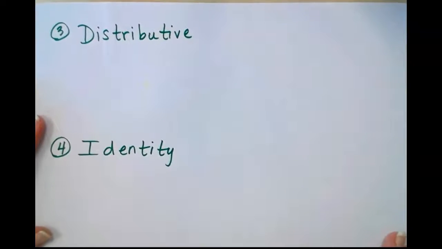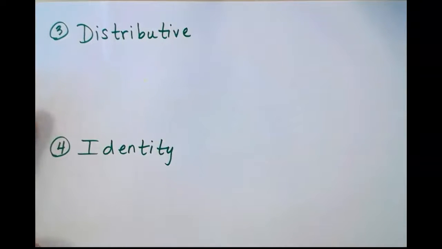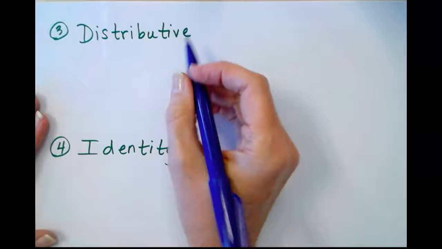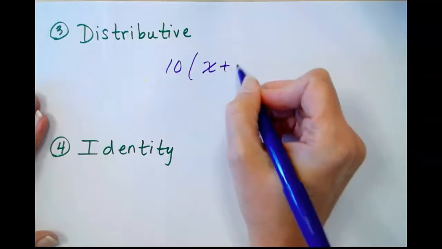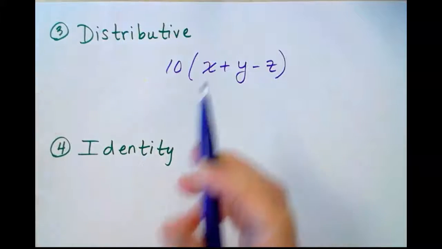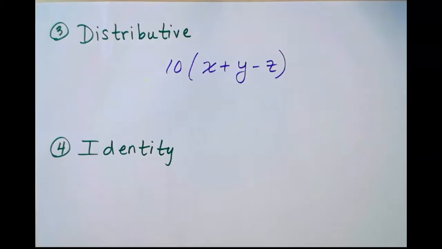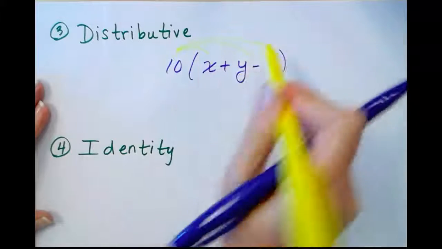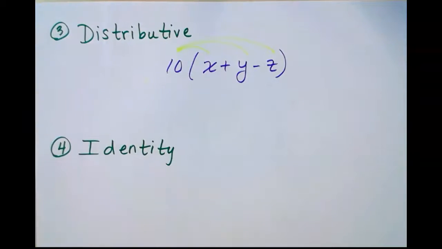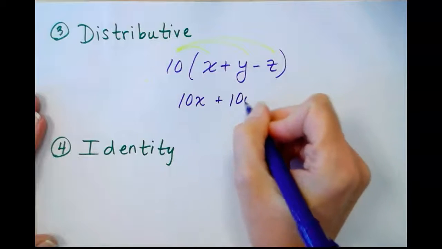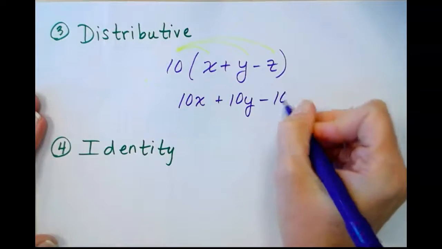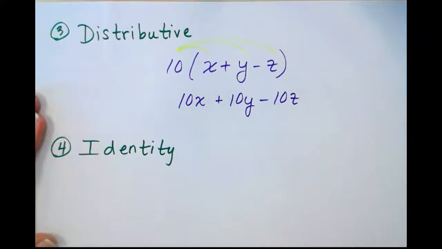The distributive property, I'm sure everyone is very aware of what that is. Just very quickly, the distributive property is multiplication over addition or subtraction. So if we have 10 times the sum, x plus y minus z, that 10 is going to get distributed through those parentheses and become 10x plus 10y minus 10z. That is multiplication over addition or subtraction.